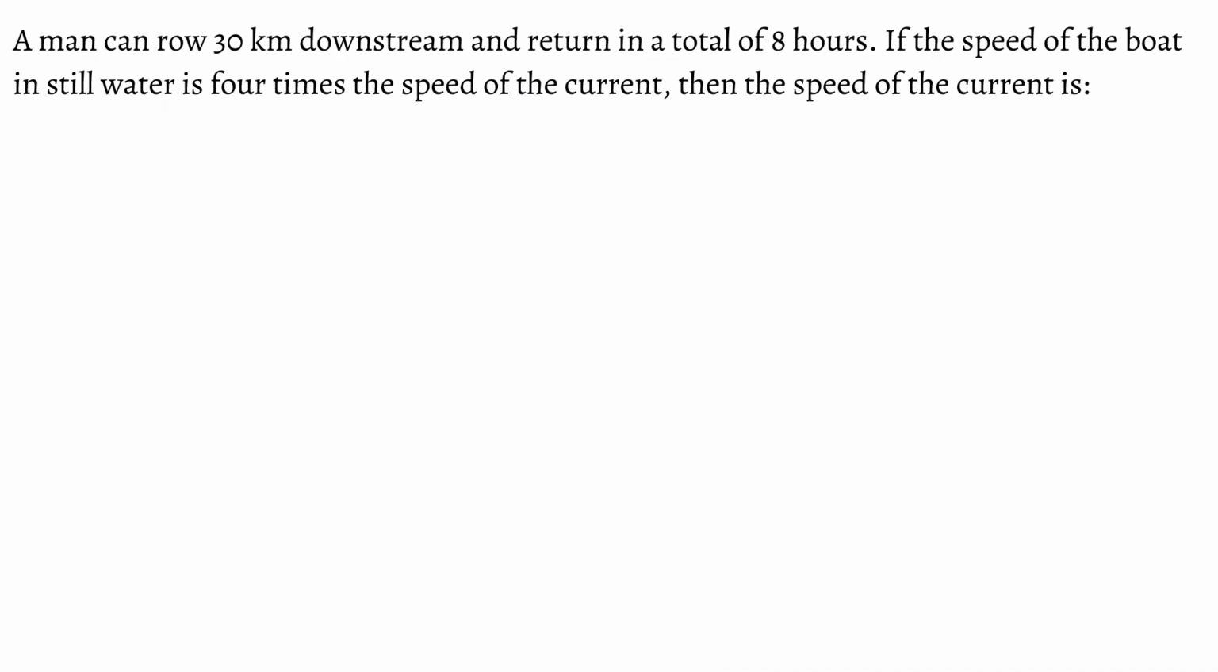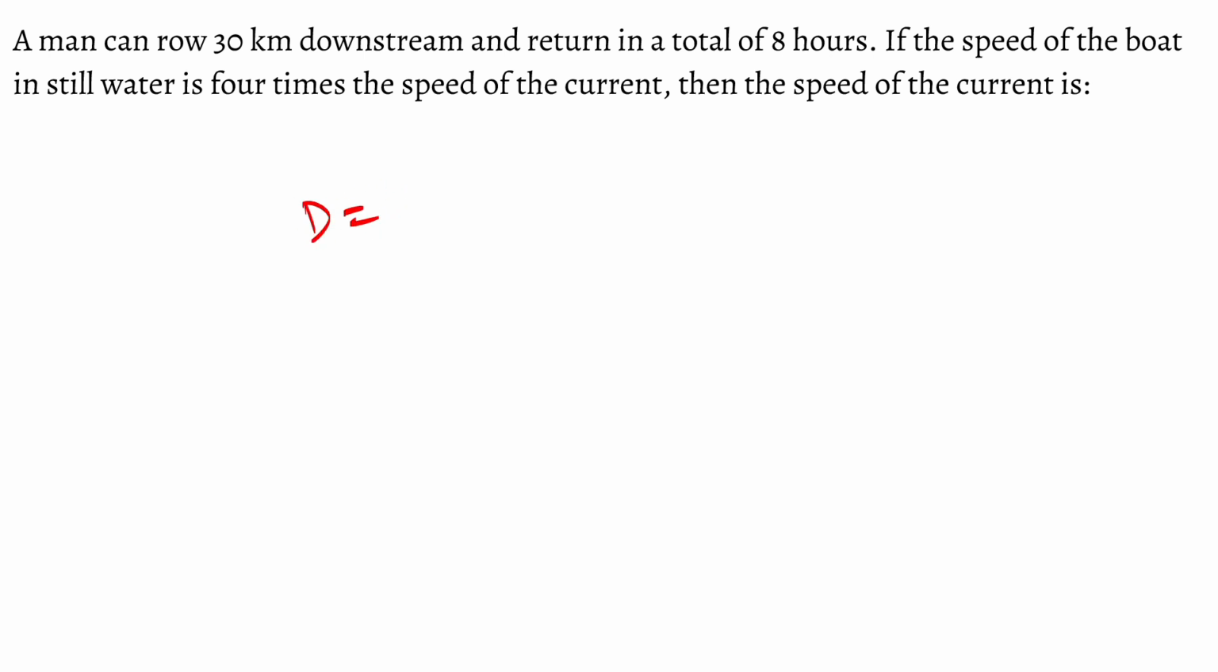So a man can row 30 km downstream and return in a total of 8 hours. If the speed of the boat in still water is 4 times the speed of the current, then the speed of the current is? So what is given here? The distance is given, right?